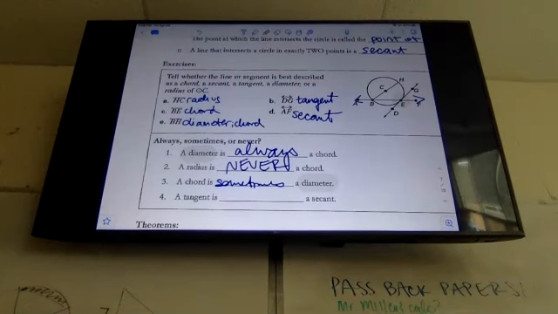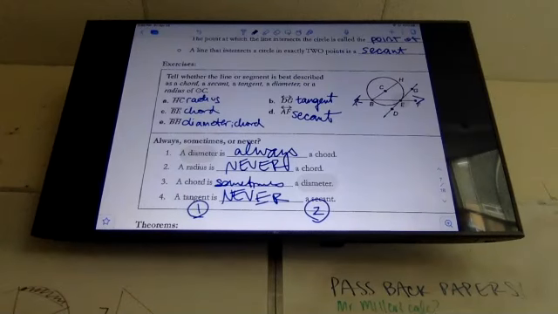Sometimes. What about a tangent is blank a secant? Never. Why never? It only has one point. Good. And what about a secant? How many points does it have? Two points. Very good. A tangent by definition only intersects the circle at one point. A secant intersects it at two points. There's no way it could intersect at both one and two points. It just doesn't work that way.